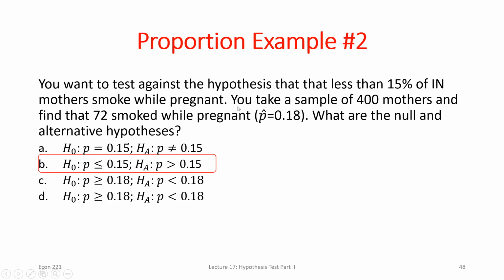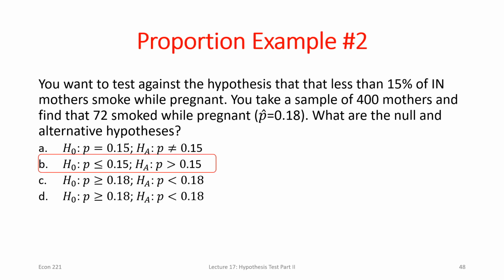I take a sample of 400 mothers, I find 72 smoked. If I didn't give you the sample proportion here, you could have found it, because it would be 72 over 400, giving me a sample proportion of 0.18. Okay? So here's my null and alternative hypothesis. I have a greater than sign in my alternative, so I have a right-tailed test.